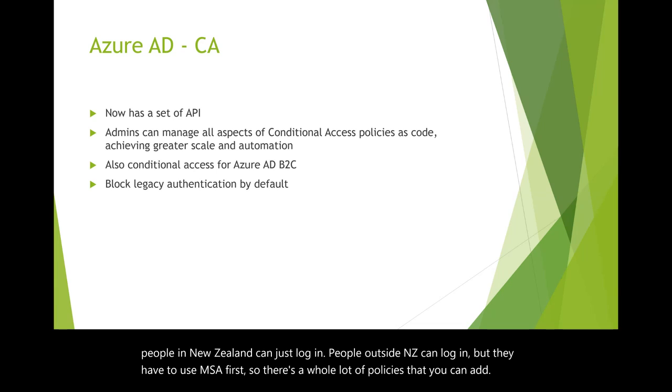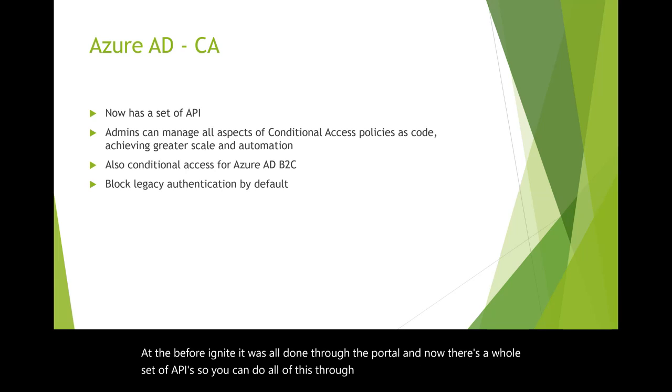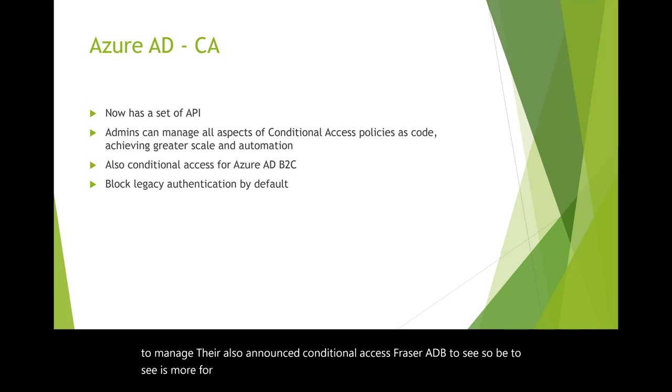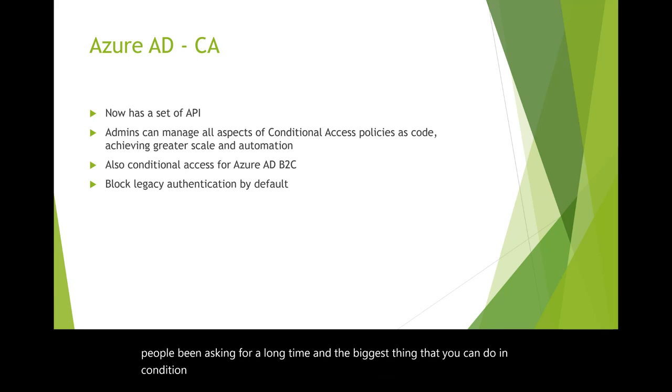Before Ignite, it was all done through the portal. Now there's a whole set of APIs, so you can do all of this through DevOps, which makes it much easier to manage. They also announced conditional access for Azure AD B2C, so B2C is more for the customer rather than the employee. Conditional access is something that people have been asking for a long time, and the biggest thing that you can do in conditional access is that you can force MFA, which knocks out 98% of all hacks.